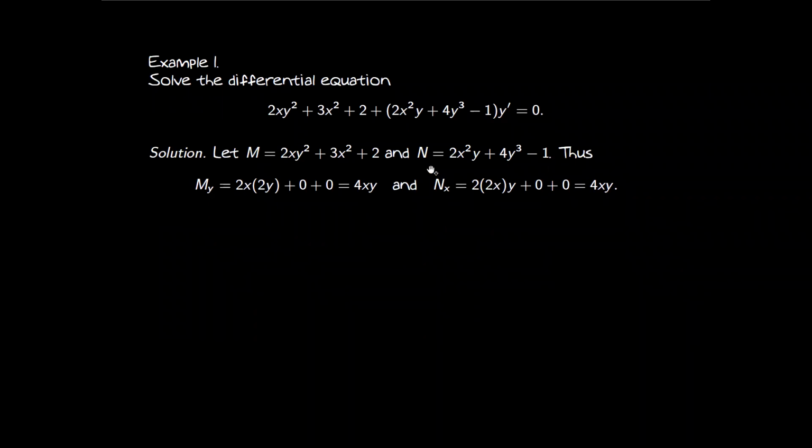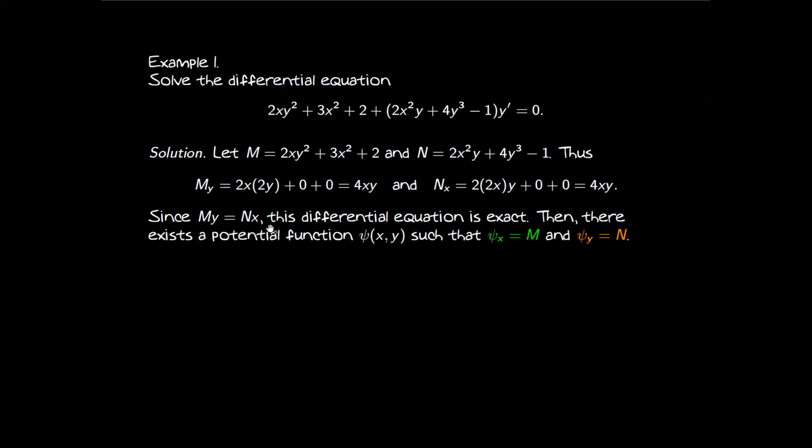Similarly, for the N function, you're going to treat the y as constants, okay? Because here the derivative is with respect to x. And the x squared is going to give you 2x. So here you have the 2y constant multiples, right? And the derivative for the constant is going to be 0. And you also get 4xy. So these two partial derivatives are identical. That means the differential equation is exact.